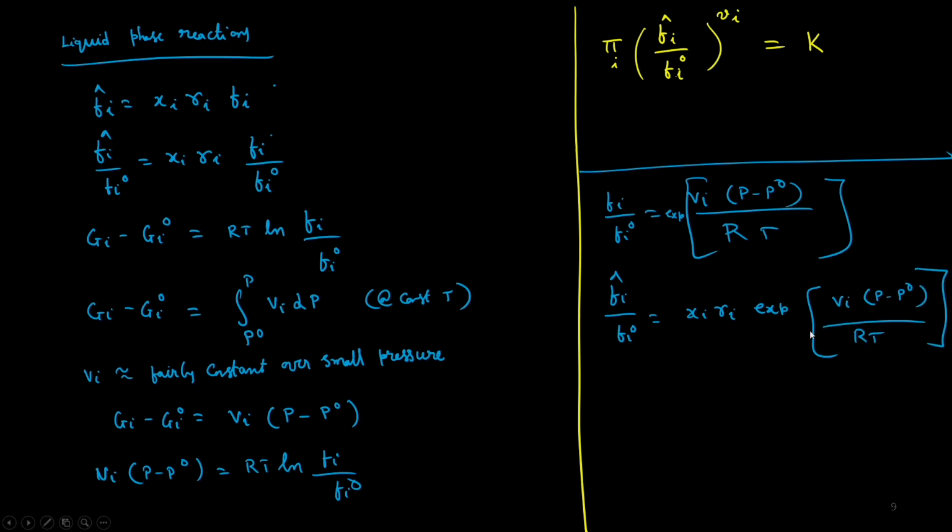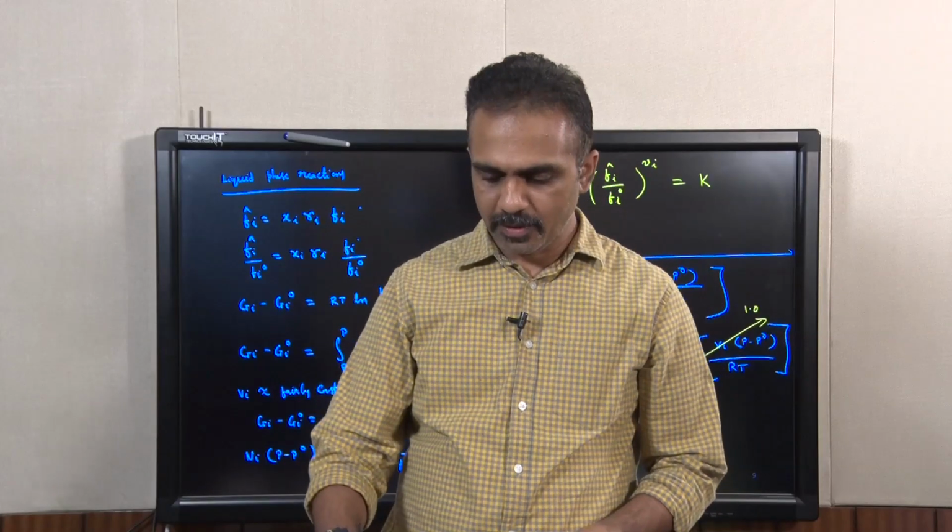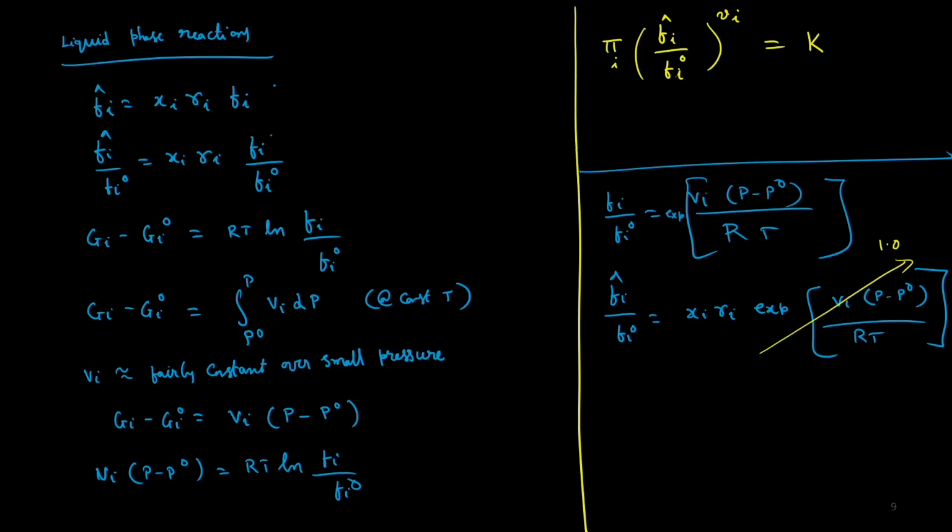Now, if you recall, this exponential term is similar to the Poynting correction factor we talked about earlier in the case of fugacity of a pure liquid. For fairly small pressure changes, if P and P naught are pretty close to one another, I can even neglect this term. The Poynting correction factors are usually very small for conditions of interest. This term is going to be very close to one, so I can neglect that. And if that happens, the ratio of Fi hat to Fi naught will be simply Xi times gamma i. I can put this back in the equation above. And what happens then is the product of the terms Fi hat to Fi naught will now be Xi gamma i to the power nu i equals K.